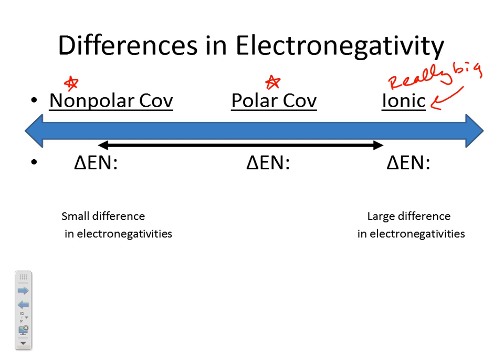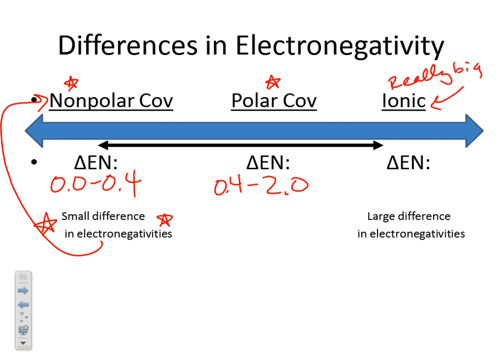So with nonpolar covalent, 0.0 to 0.4. If the delta EN is 0.0 to 0.4, then we say that's a small difference, and we're going to call that nonpolar. Polar covalent, 0.4 to 2.0, and I'm sure you're asking, how do you categorize it if it's 0.4 exactly? There's debate there, so if it was 0.4 on the button, you could make an argument that it's either, and I wouldn't be too fussy about that with you.